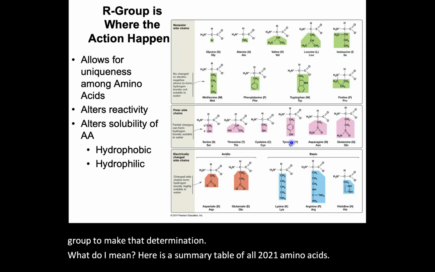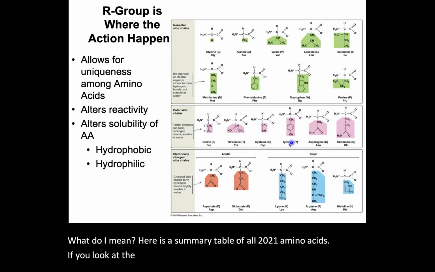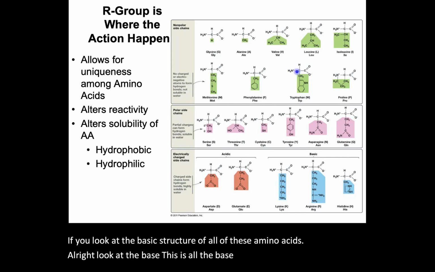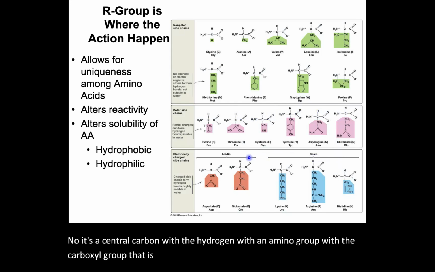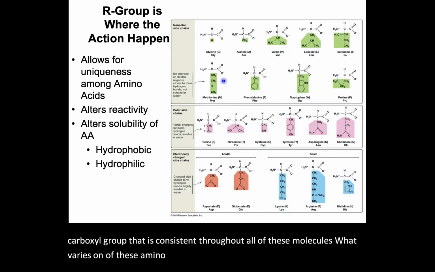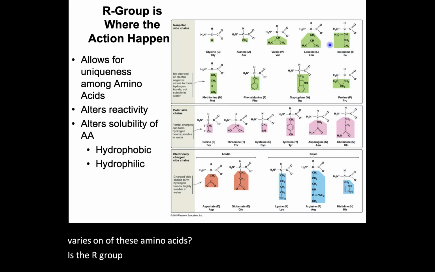If you look at the basic structure of all of these amino acids, look at the base. This is all the base. It's identical. It's a central carbon with a hydrogen, with an amino group, with a carboxyl group. That is consistent throughout all of these molecules. What varies on each of these amino acids is the R group. The R group is different on each amino acid.